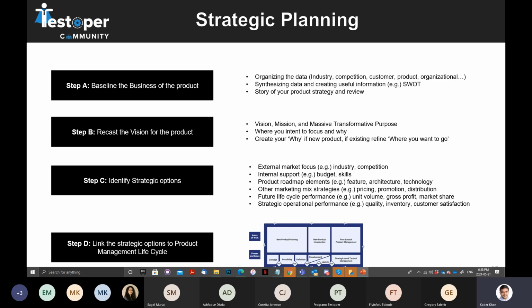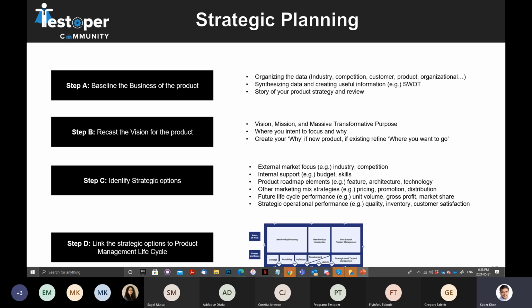And when you're asked in your company to build a strategic plan, these are the 4 steps that you need to go through. The first step is all the first semester learnings that you have: collect all the data that is out there. Synthesize the data, create the SWOT, and come up with the storyline.